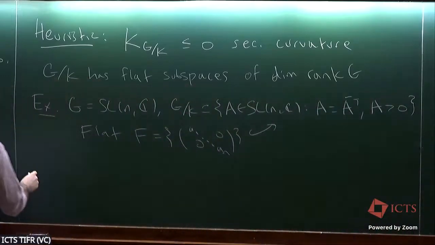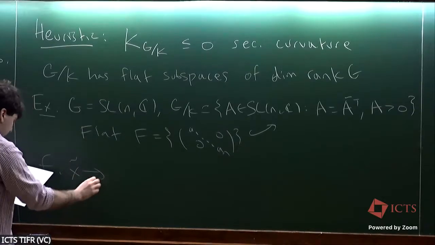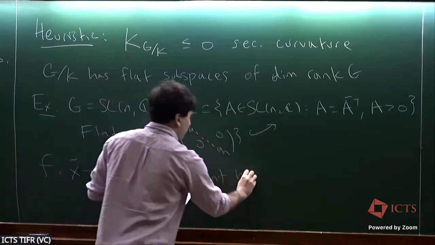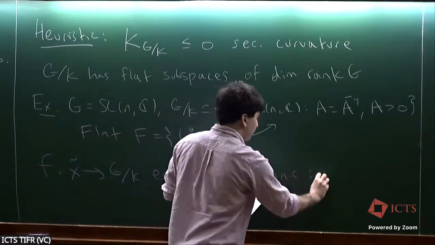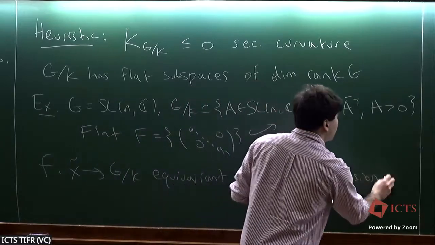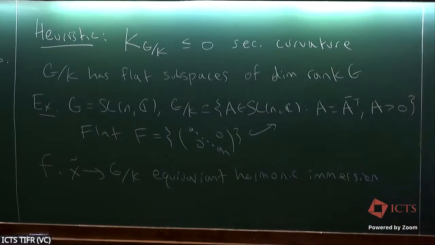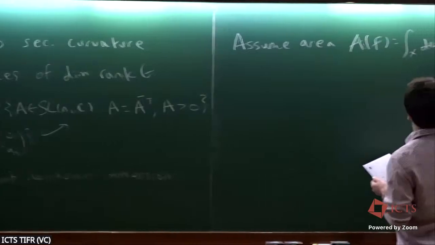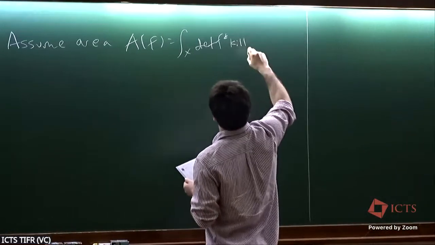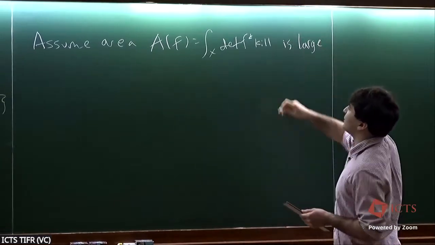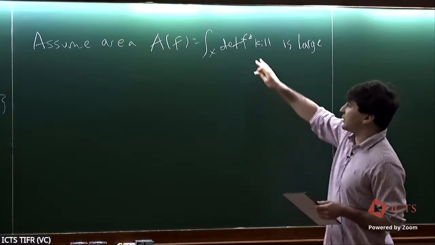Okay, so now we begin our heuristic. So let's start with f, which is an equivariant harmonic immersion. I'm going to make an assumption, which is that the area is large. So this is the pullback of the Killing metric, and this is the area form.